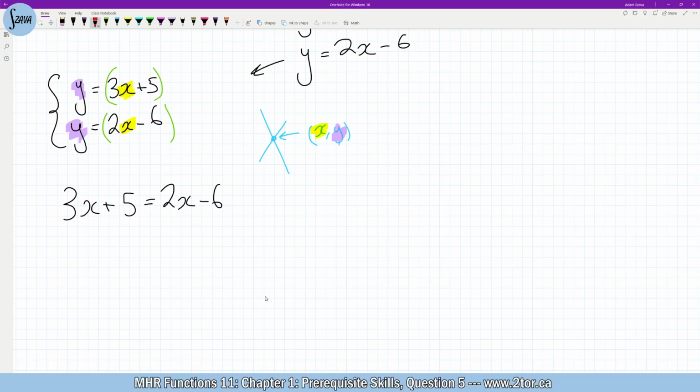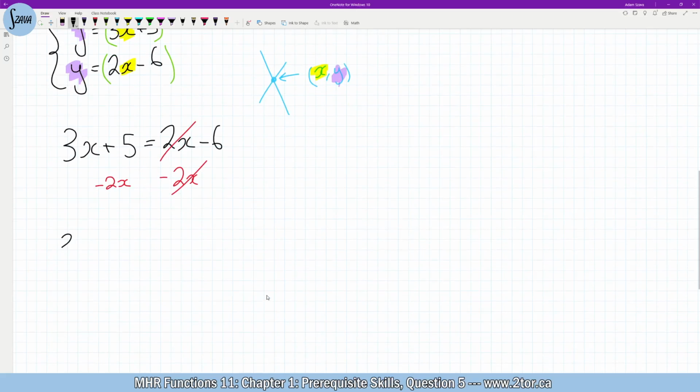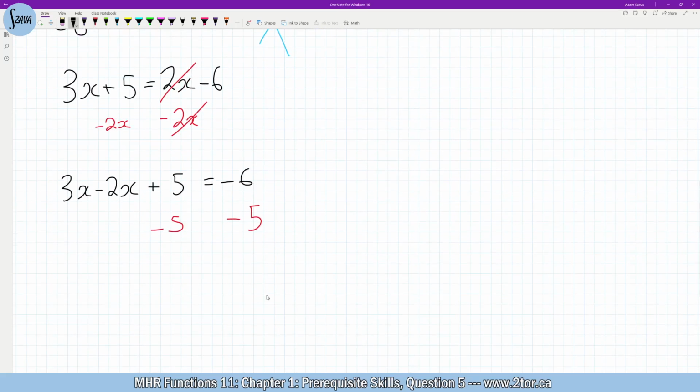So I want all the x terms to be on the same side. So what I'm going to do is subtract 2x from both sides here. Those will cancel, and I'll be left with 3x minus 2x plus 5 equals negative 6. I'm going to subtract 5 from both sides now to make sure that all the numbers are on the right side. So 3x minus 2x is just x. These cancel. So this is going to be negative 11. And there is the x value of our solution.